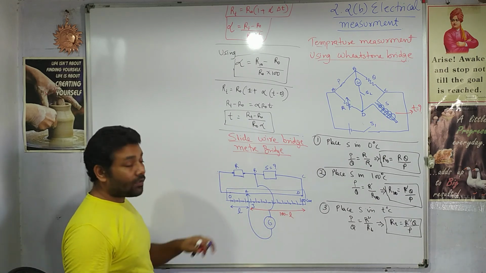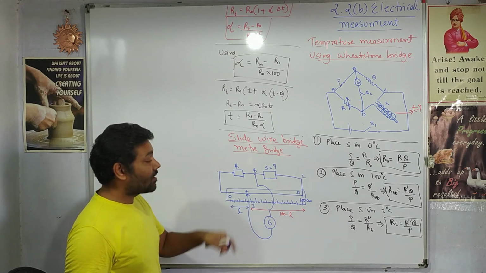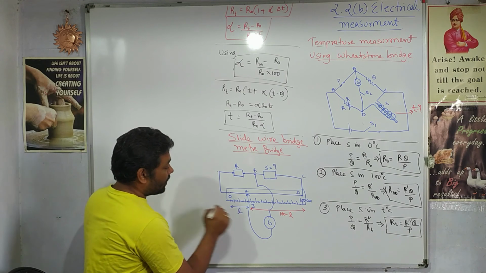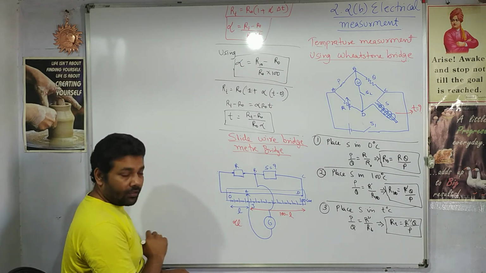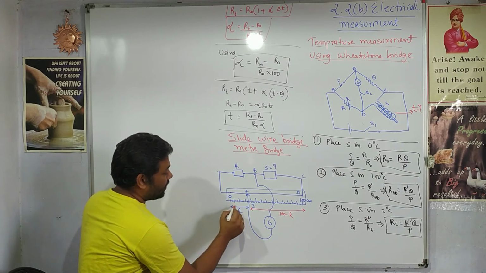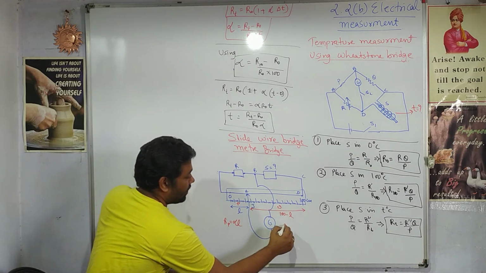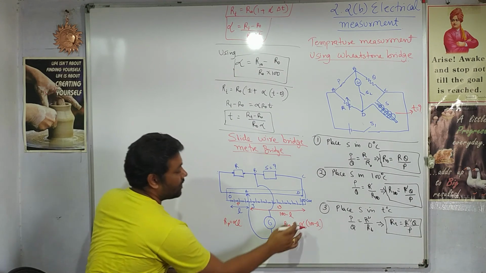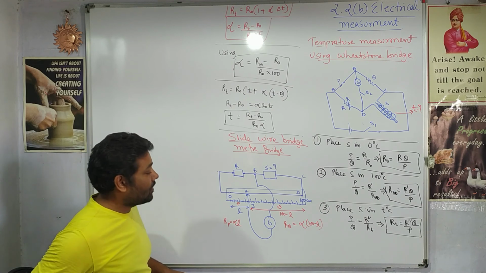What is the resistance of this length L? Let us say this wire has a resistance per unit length, let us say alpha. So the resistance of this length will be alpha L. Let us say this is the resistance P, this is the resistance Q, and the resistance Q will be alpha into (100 minus L). Alpha is the resistance per unit length, which can be denoted by alpha or some other symbol.